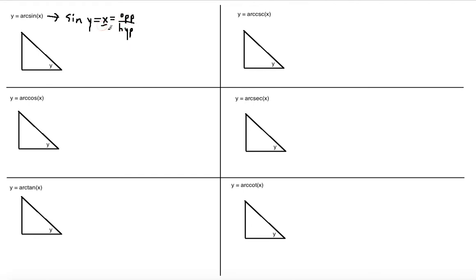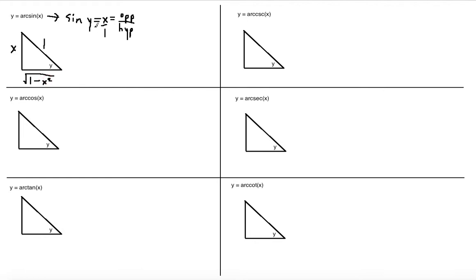And so I can use this to start laying out my triangle. I know that the side that's opposite of my angle is my x. My hypotenuse is equal to 1. You can use Pythagorean's theorem to find this side, and that will be the square root of 1 minus x squared.